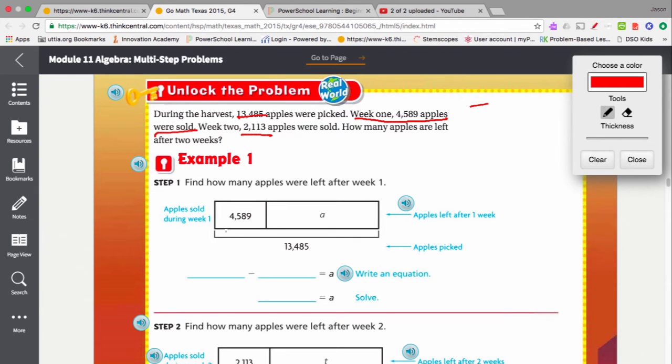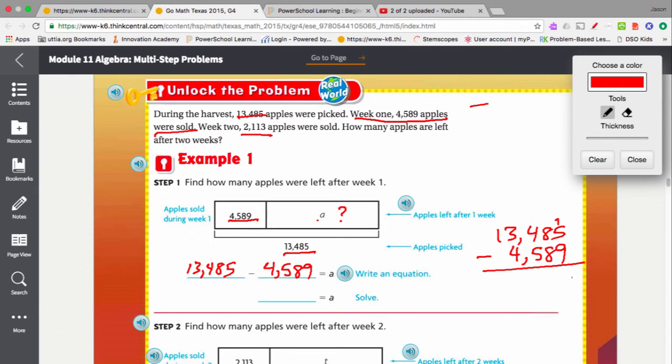So, here's our strip diagram. We know this many apples were picked, 13,485. We know that in week 1, 4,589 were sold. We want to know how many are left after 1 week. Simple subtraction problem, 13,485 minus 4,589. Let's do the math over here. 13,485 minus 4,589.